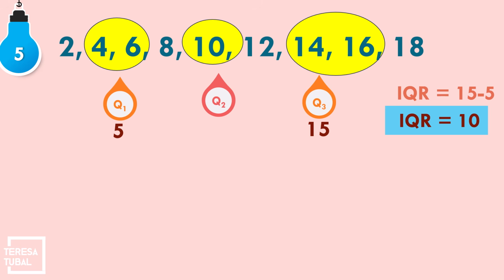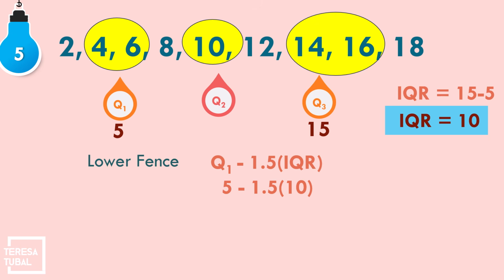So the interquartile range is equal to 10. Let us continue to solve for the lower fence. So quartile 1 is 5 minus 1.5 times 10. So 5 minus the value, that is 15. So 5 minus 15, the answer is equal to negative 10.